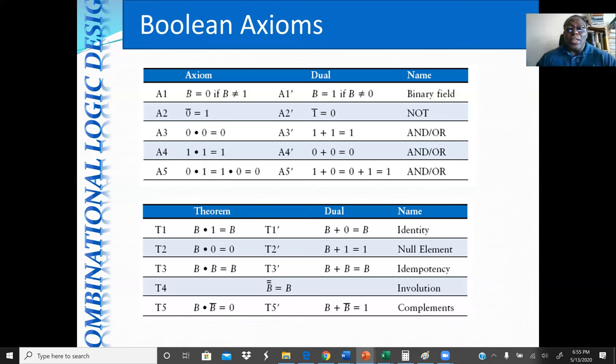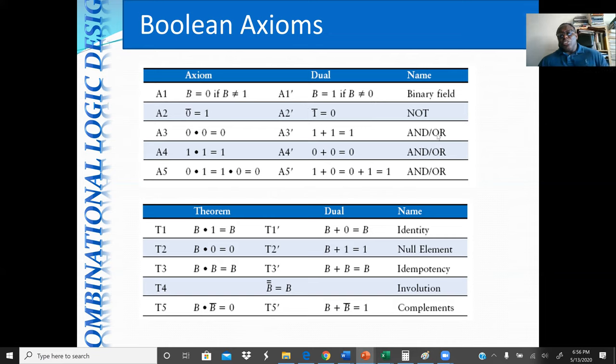So these are the Boolean identities, and I think we went through this in our previous slide. So let's say, for example, if I have b and b is 0, the output is not 1, because we only have two options. And also if b is 1, it can be 1 only if b is not 0. Then the next one is the invert, which we also call the NOT. 0 invert is 1, 1 invert is 0.